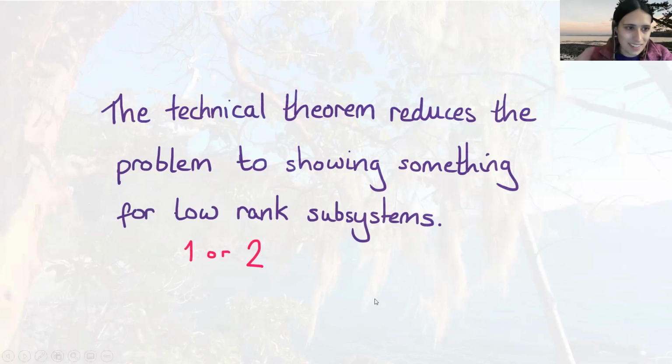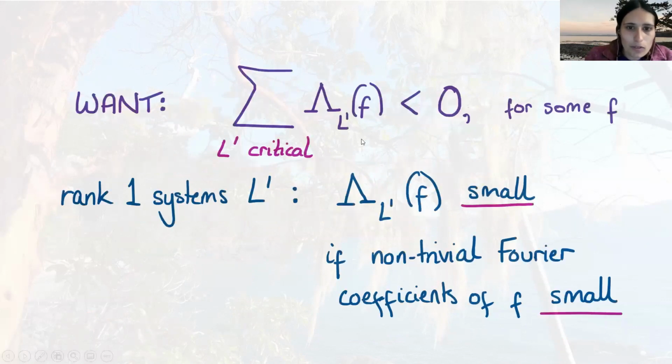But okay, so how do we make this function? What we want is some function f such that the sum over all these critical subsystems is negative. We said that for the critical subsystems, we have rank 1 subsystems and we have rank 2 subsystems. Well, it actually turns out that it's quite easy to ignore the contribution of these rank 1 systems because this is always going to be small.